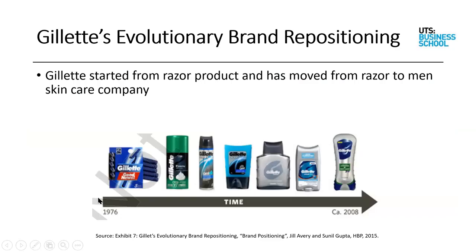All right, here's another example of Gillette's evolutionary brand repositioning. So Gillette, as a brand, started by manufacturing razor products. And then as time went by and Gillette razors became popular, it moved on to men's skin, repositioning itself as a men's skincare company by designing skincare products for men. So it repositioned itself as a total skincare solution for men.